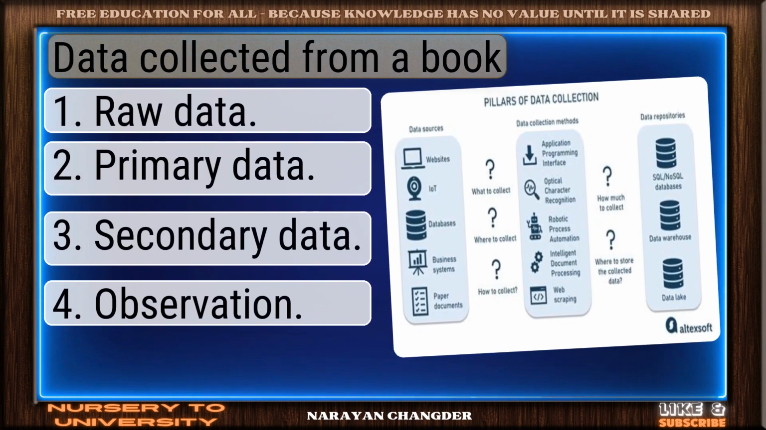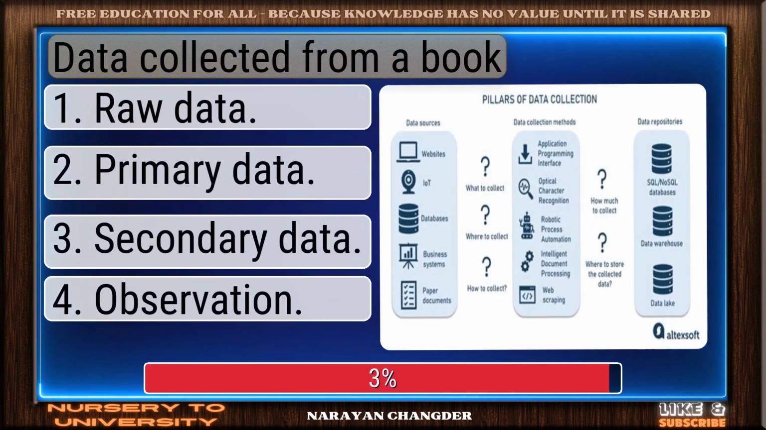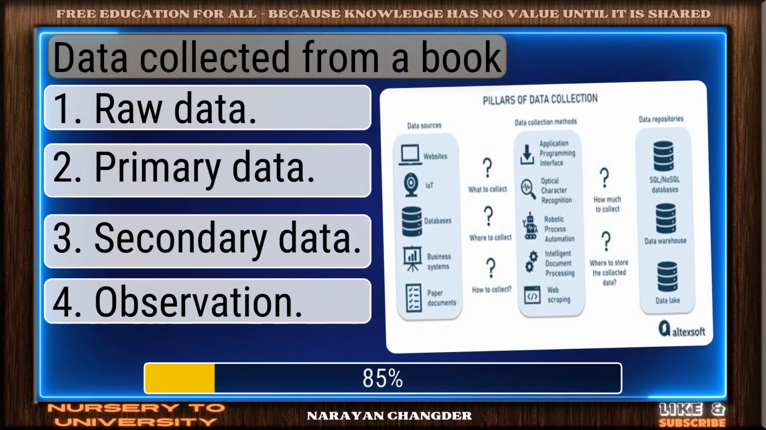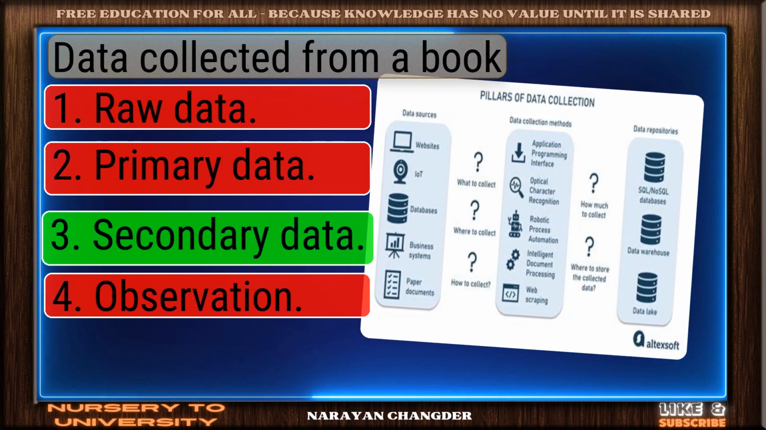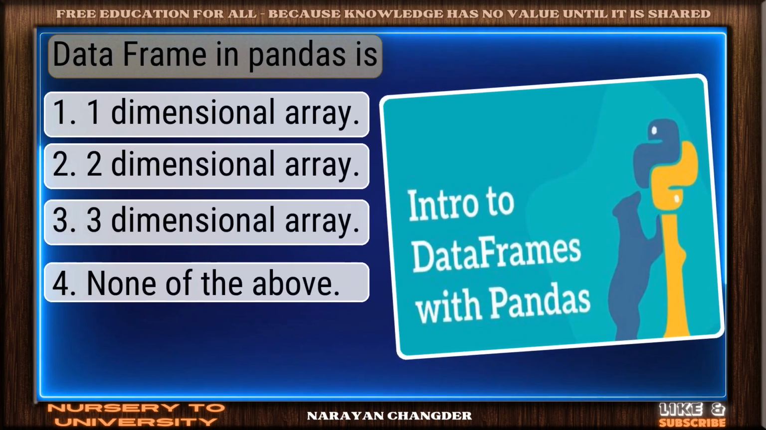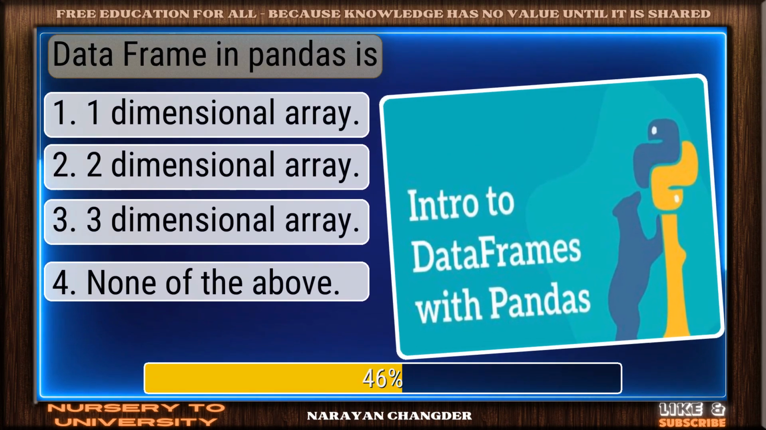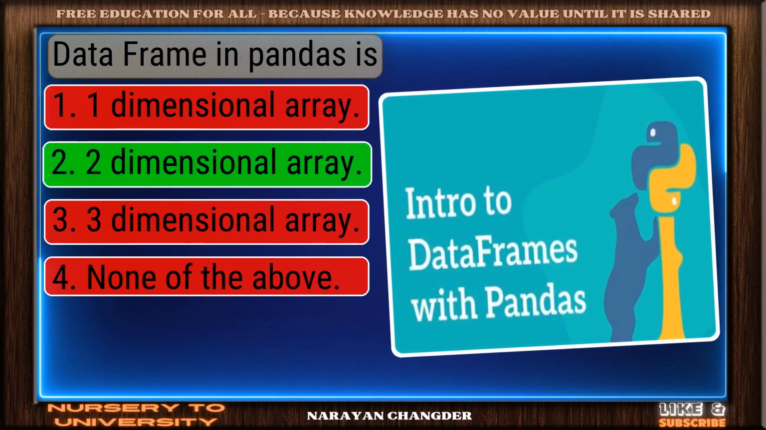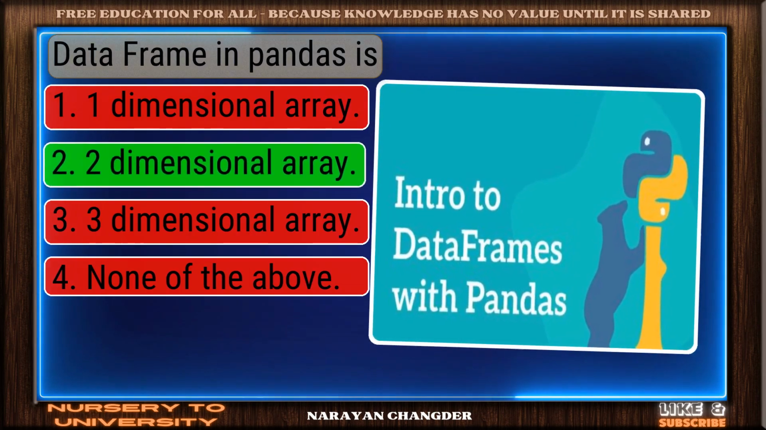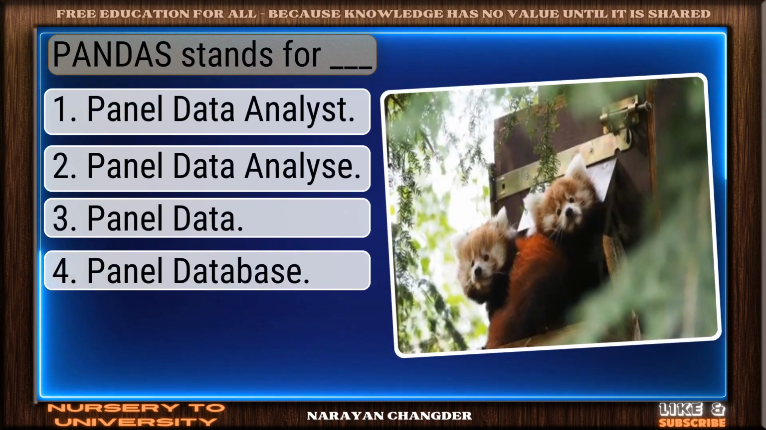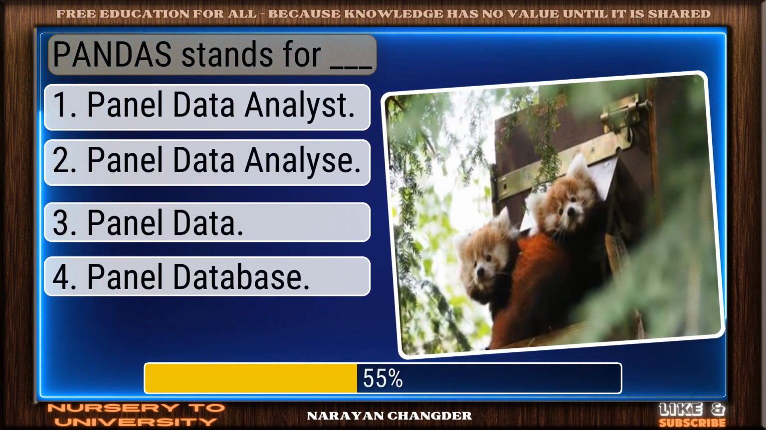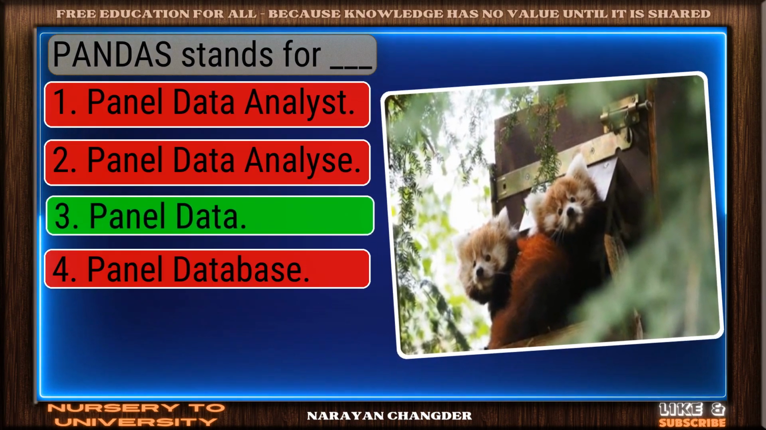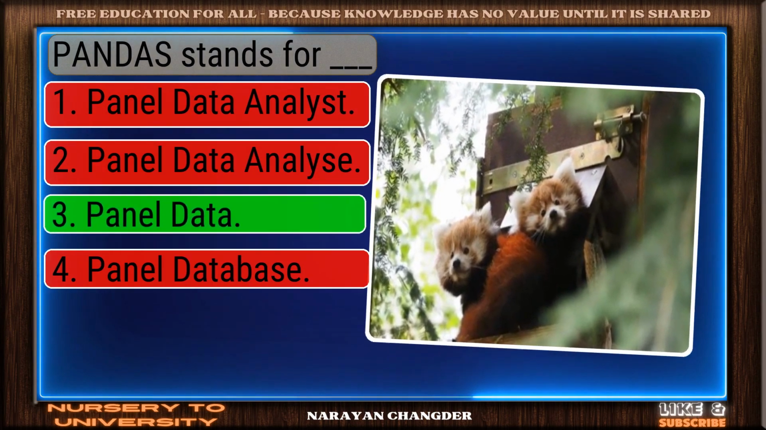Question number 281. Data collected from a book. Good thinking. Secondary data is the right answer. Question number 282. Data frame in pandas is? You chose two-dimensional array, and it is correct. Question number 283. Pandas stands for dash. Smart pick. Panel data is the correct choice.